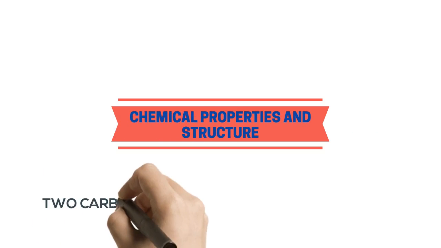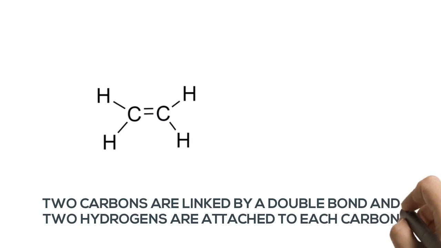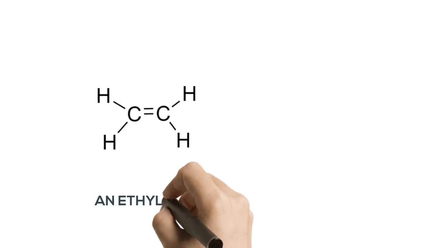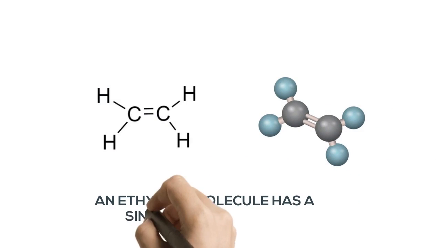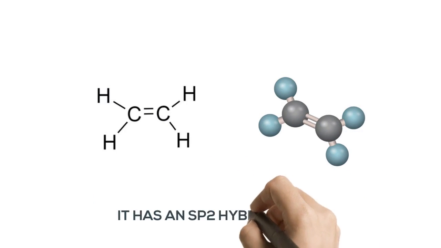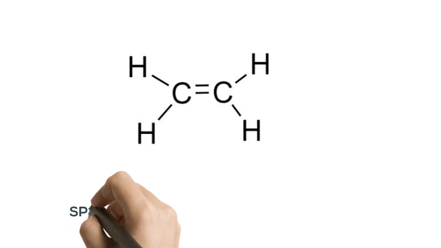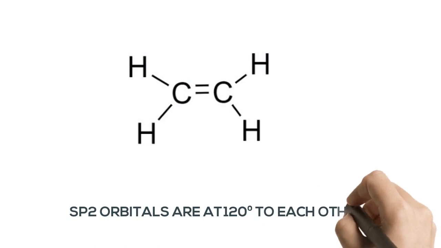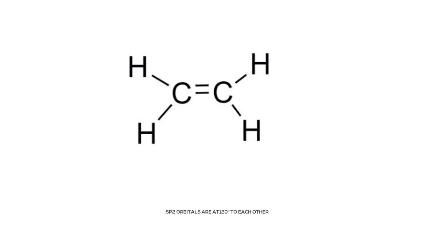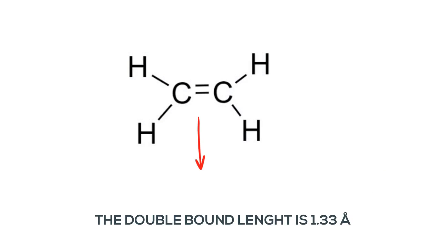Ethylene has a structure of two carbons linked by a double bond and two hydrogens attached to each carbon. In the double bond, one bond is a sigma bond and the other is a pi bond. This molecule has sp² hybridization. The sp² orbitals are at 120 degrees to each other. The carbon-carbon double bond length is 1.33 angstroms.